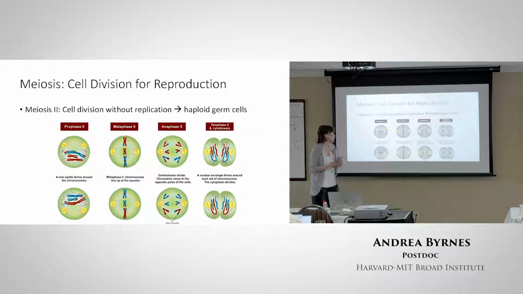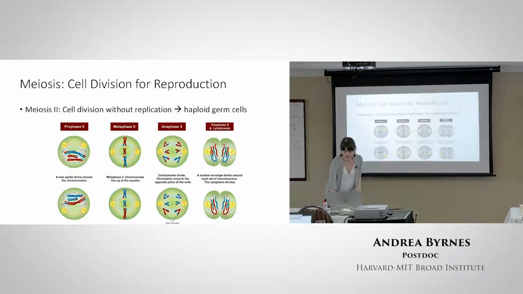Okay, so meiosis 2 is where this gets really, really different. We're going to divide the cells again, but we're not going to replicate the DNA. And this gives us haploid germ cells. So we have this same sort of mitotic procedure, except we haven't replicated the DNA. And so now we get one copy of each chromosome in each cell.